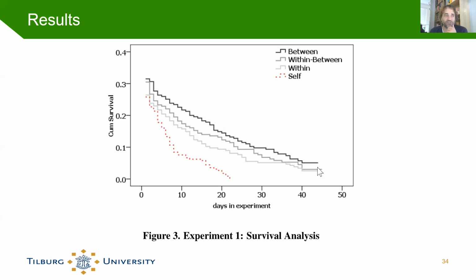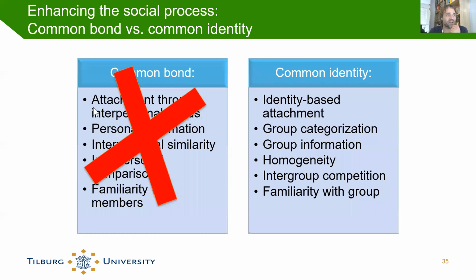All kinds of different results, but basically what this means is that you can enhance a group and enhance knowledge sharing in a group, both by common bond and common identity. But common identity works better in general than common bond, but both are okay. And this is the reason.